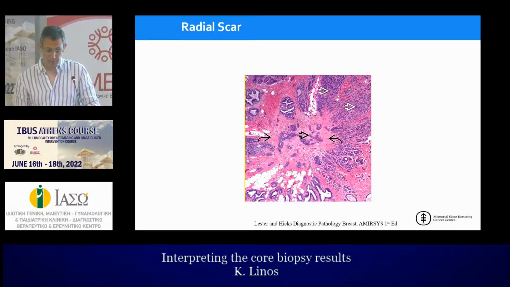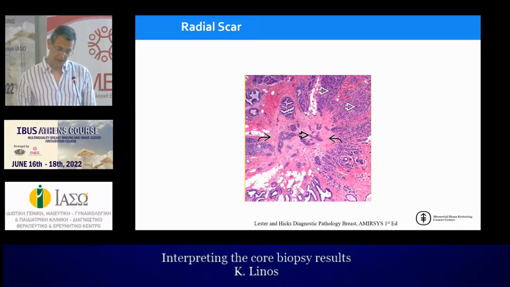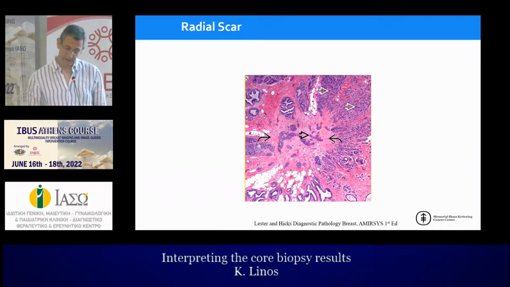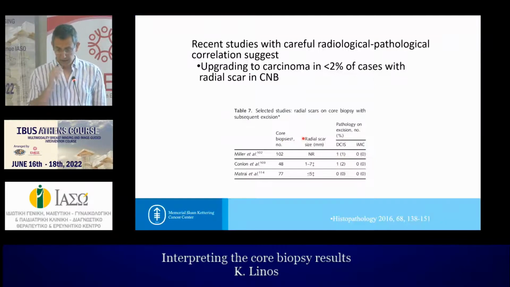This is a typical example of radial scar. We can see fibrosis here. You have entrapped epithelial elements and adenosis here. And this can actually be misdiagnosed as invasive carcinoma if somebody hasn't seen a lot of these. The data show that if you have a very careful radiological-pathological correlation, the upgrade to carcinoma, if you get a diagnosis of radial scar, is less than 2%. So that is pretty low.